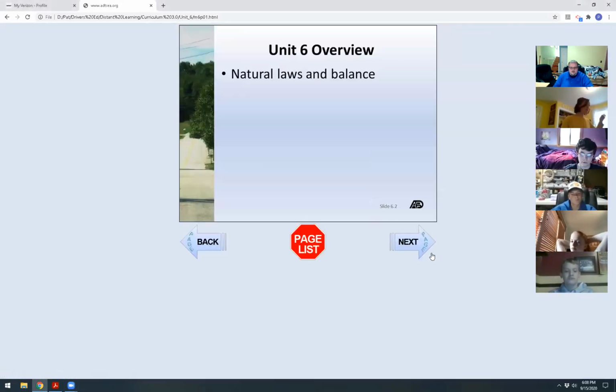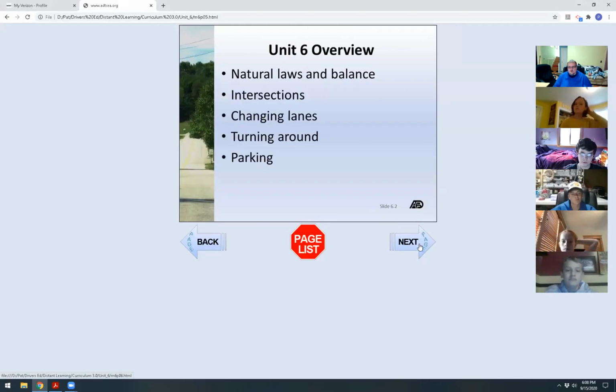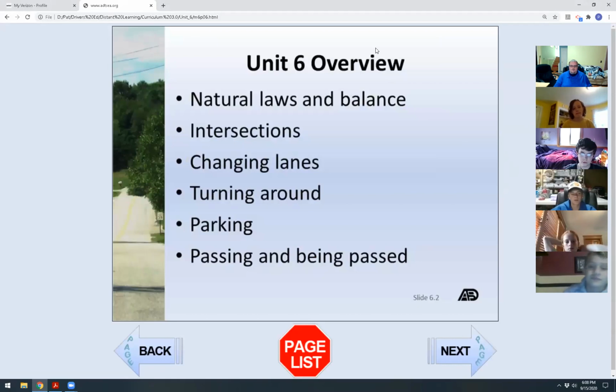Let's get started here. Let me bring up the whole overview. So we're talking about natural laws and balance. By natural laws, it's talking about a couple physics things like inertia, kinetic energy.